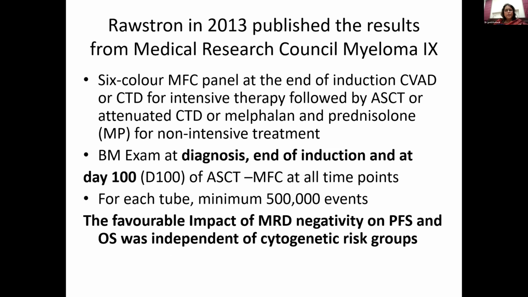Then the Medical Research Council of Myeloma came up with the data. This was also with the low sensitivity, just 5 lakh events in a tube, that at the time of diagnosis, end of induction, and day 100, MFC flow cytometry has a major role. At the time of diagnosis, you look at the ratio of the clonal to non-clonal plasma cells. So if more than 90% at diagnosis are clonal and 10% are non-clonal, it is a myeloma phenotype. And if it's vice versa, majority are non-clonal, it is a MGUS phenotype, and they also behave prognostically different.